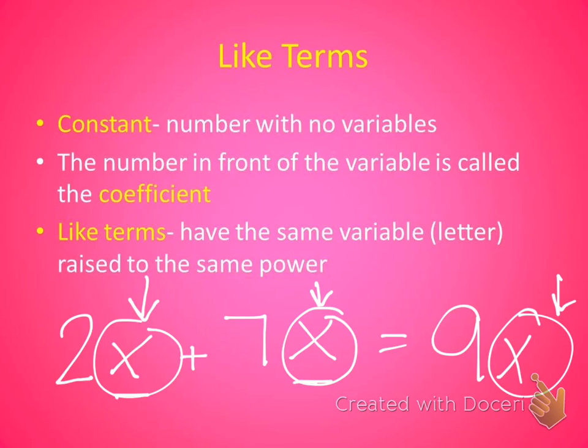Okay, a constant is a number with no variables. So a constant could be 5, 10, 100, a million. Those are all constants because they have no variables.